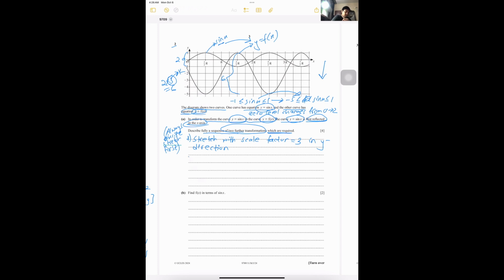And number 2, translation with vector of 0, -2. Why have I written this? In this one the 0 level is at 0, but for this one the 0 level is at this point, -2. So as I've just told here, the 0 level changes from 0 to -2. This is the exact thing that you need to use here. So translation has occurred towards the negative y direction by 2. So that is part A.